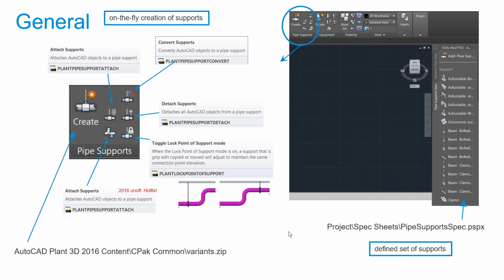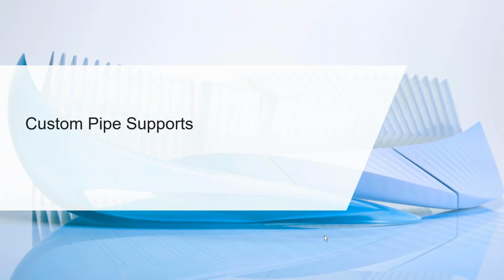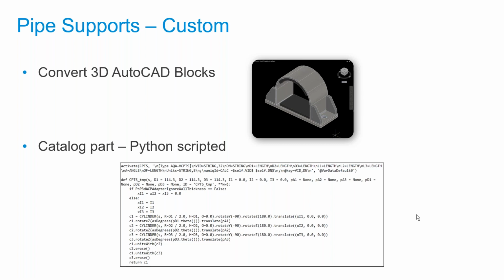So we'll go over here and get into custom pipe support. What if, out of the box, the shape you need is not available, but you need to create something? There are several options for that. For example, you could convert a 3D AutoCAD block from a vendor shape, or wherever you find one, or you can model it up yourself in Inventor, and then use that in your model.